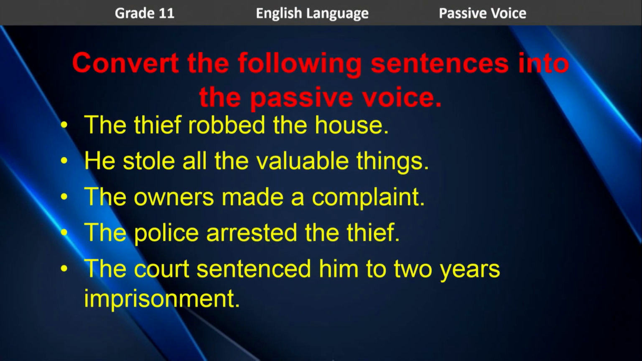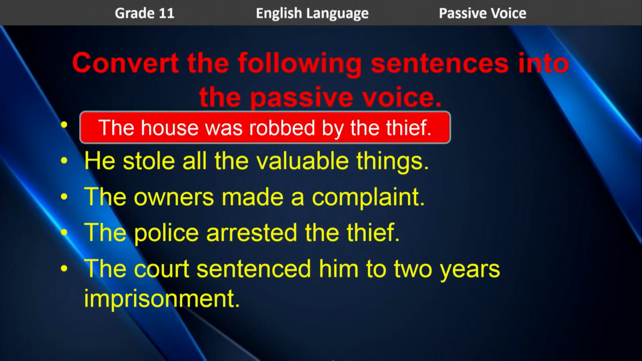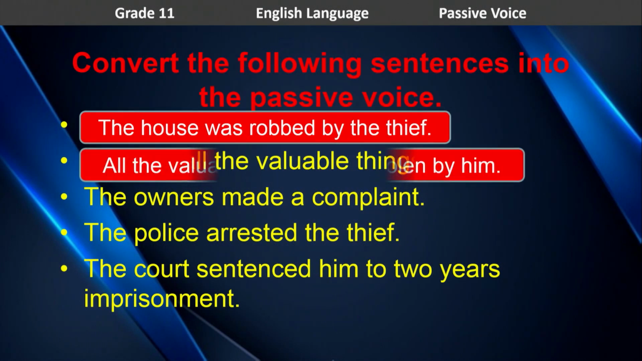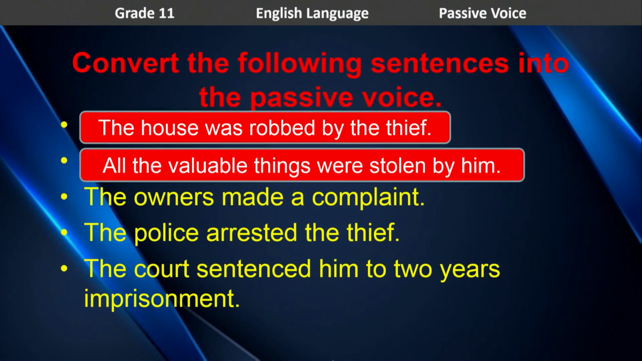That's right. Okay, a small activity for our children. See whether they can do it. Shall we help them out? Sure. The thief robbed the house. The house was robbed by the thief. He stole all the valuable things. All the valuable things were stolen by him.